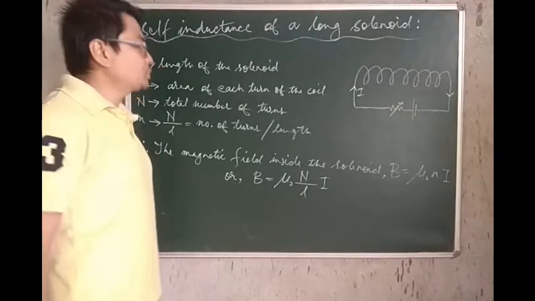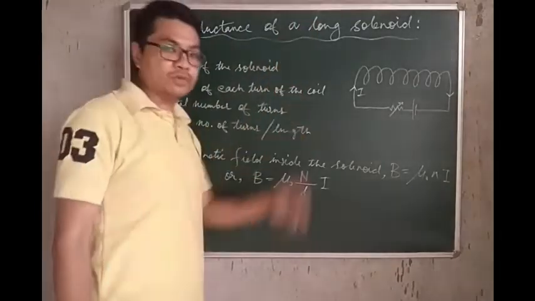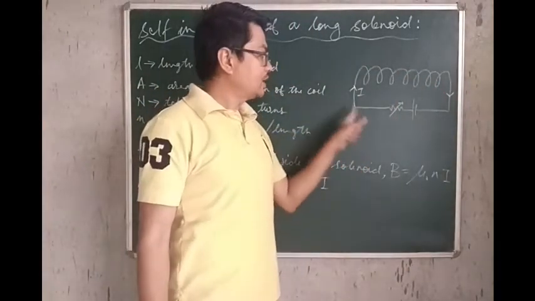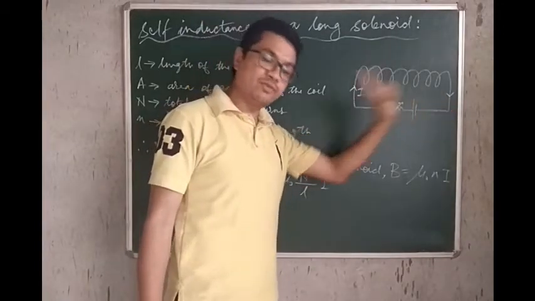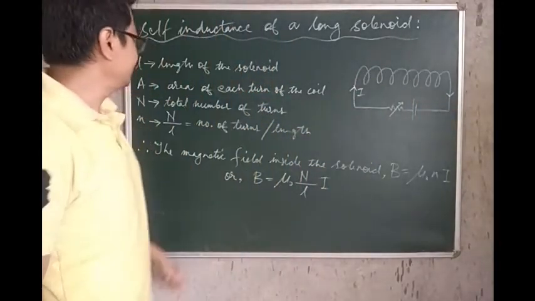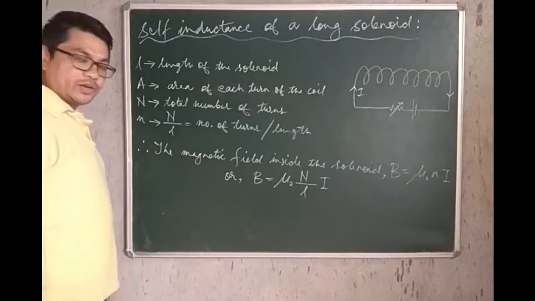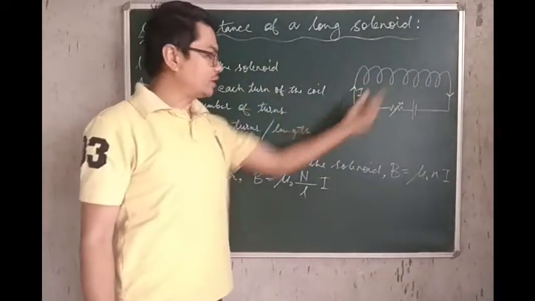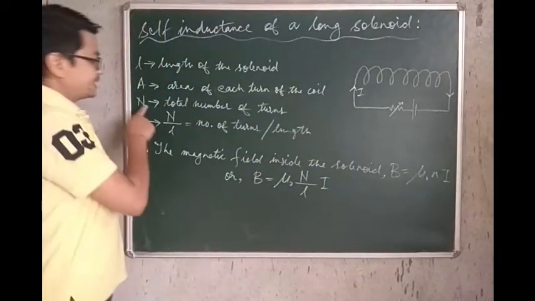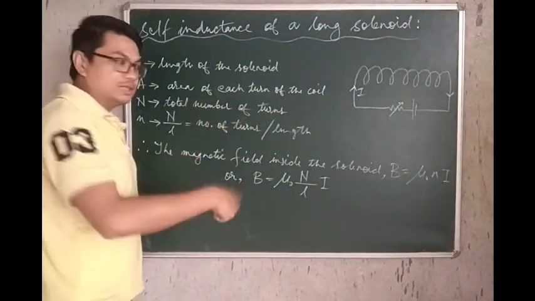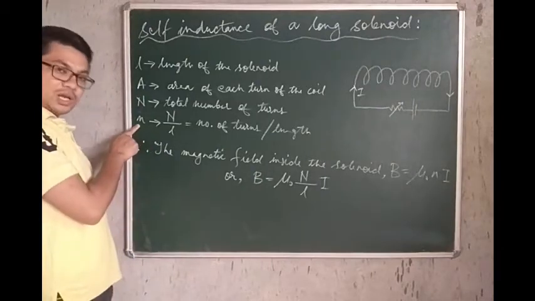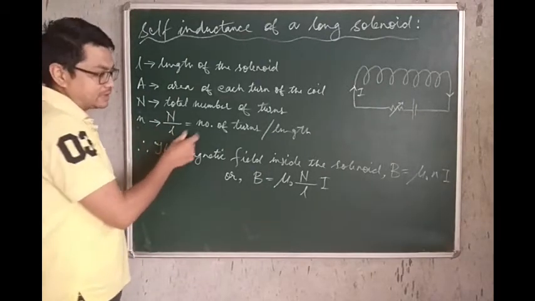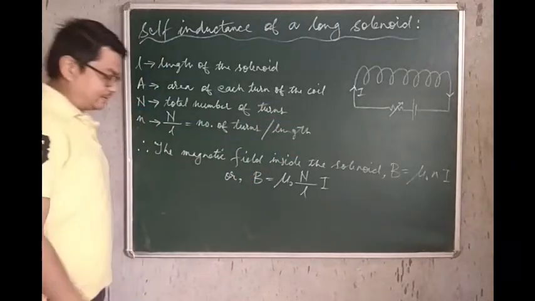Alright, what we now want to do is find the self-inductance of a long solenoid. So we have a long solenoid over here, through which current I is flowing at any instant, say for example. Now L be the length of the solenoid, A is the area of each turn of the solenoid or the coil, and capital N is the total number of turns in the coil. So small n, which is capital N upon small l, is the number of turns per unit length.